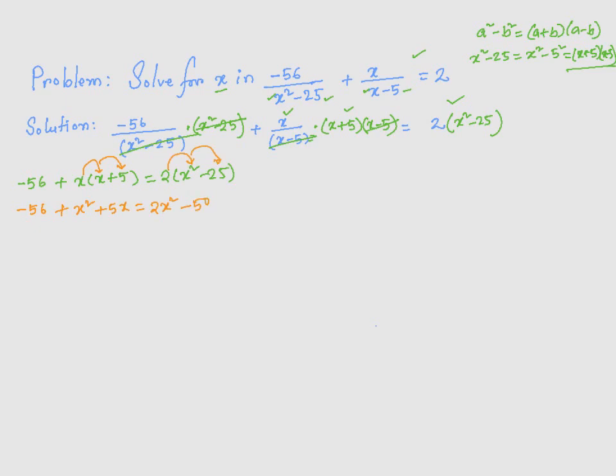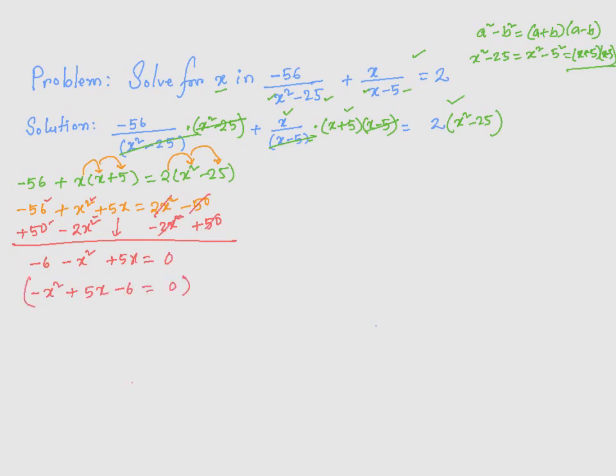Now what I'm going to do, I'm just going to subtract 2x squared from both sides. Subtract 2x squared and add 50 to both sides. If I did that, negative 56 plus 50 is negative 6. X squared minus 2x squared is negative x squared, and then bring down the 5x. And on the right hand side, everything cancels out, and that gives you 0. So let me just rewrite it in order. Minus x squared plus 5x minus 6 is equal to 0. Now I want to make it look nicer, so I'm just going to multiply both sides by negative 1. That's going to give me x squared minus 5x plus 6 is equal to 0.